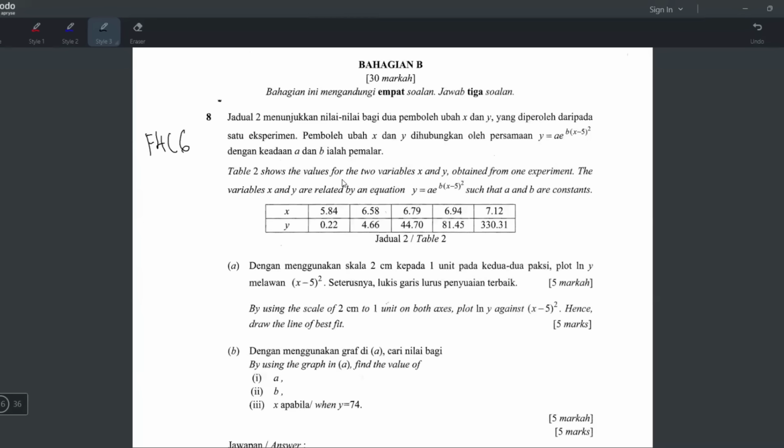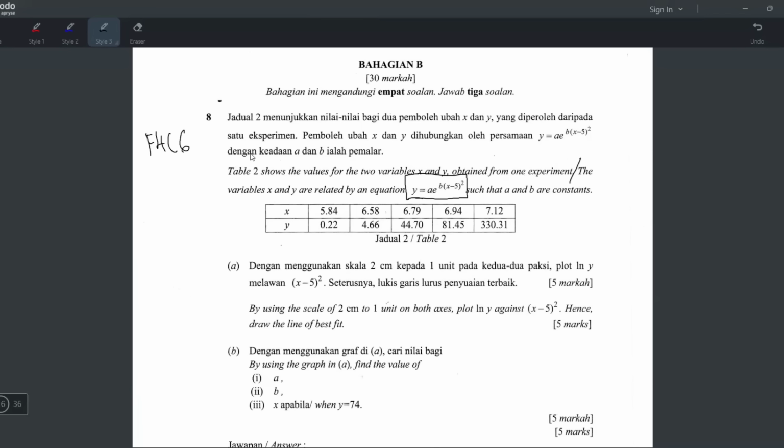Table 2 shows the values of two variables x and y obtained from one experiment. The variables x and y are related by this equation such that a and b are constants, and then dia bagi table. Alright, semua ni tak penting, yang penting equation saja. And then A dia suruh lukis graph, right? By using skala, plot the line. And then B suruh cari ni semua. So I cannot draw the graph first.